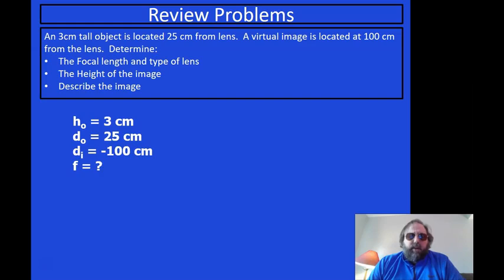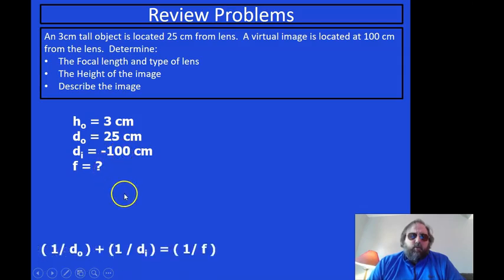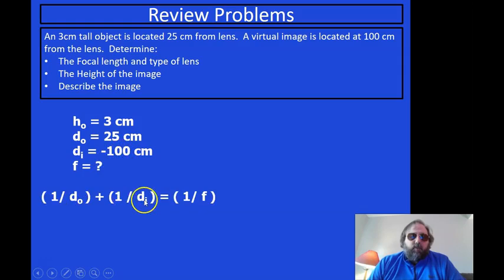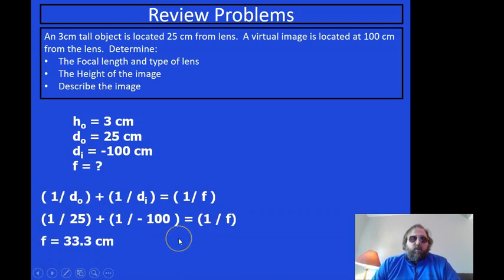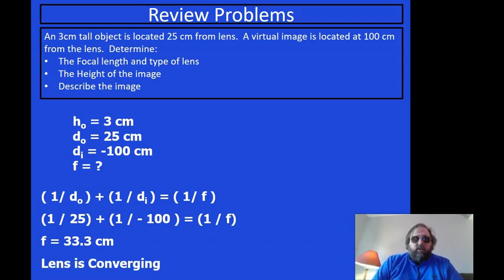All right, so now that I have this, I can look and see what information I have versus what I need. I have dO, I have dI, I'm looking for f, so I'm going to start with 1/dO + 1/dI = 1/f. I plug stuff in: 1/25 + 1/(-100) = 1/f, where f is 33.3 centimeters. Remember at the end, you need to do 1 over whatever this number is. You have to do that 1 over at the very end. That's a common misstep for a lot of students. Okay, so f is positive, so that means it's a converging lens, because f is positive for converging.